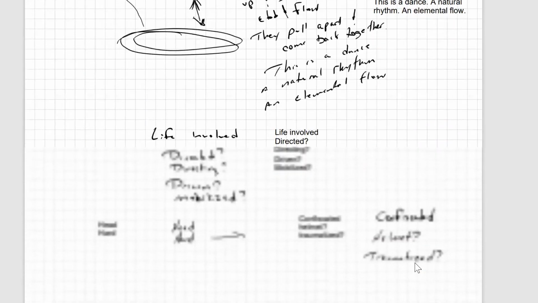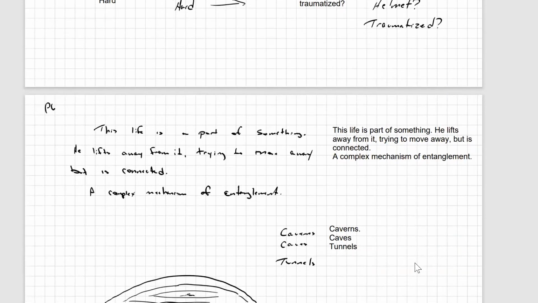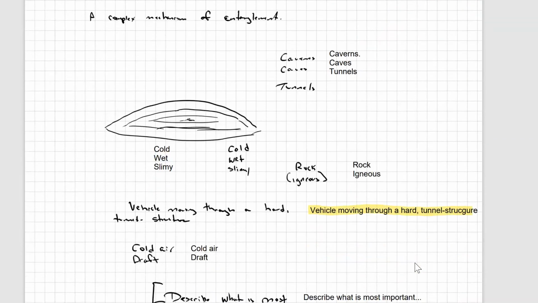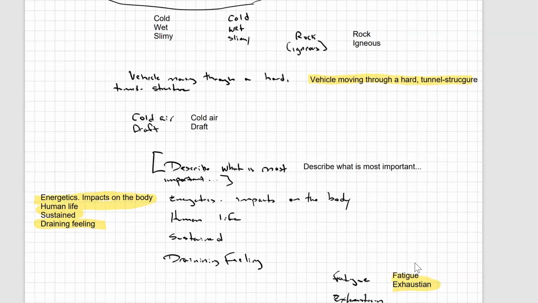More energetics up and down, ebb and flow. The life was part of something. He lifted away from it, trying to move away, but was connected. There was some kind of mechanism of entanglement. I saw a vehicle moving through a hard tunnel structure. Then there was energetics impacting the body and human life. It was sustained. It was a draining feeling.